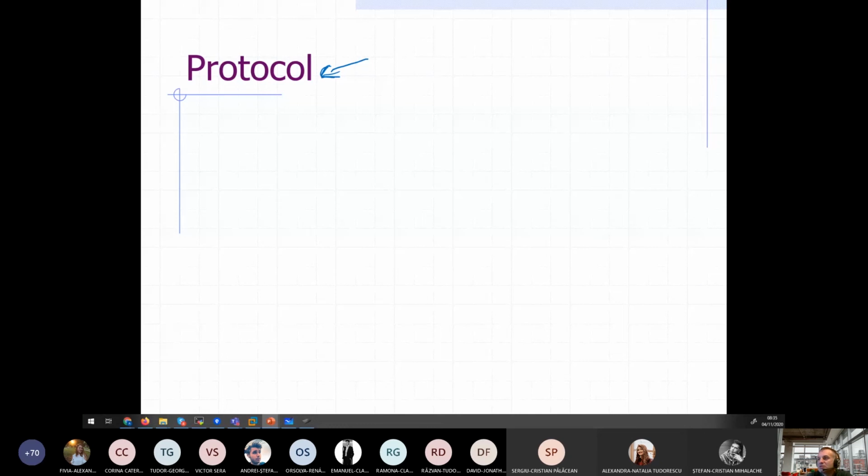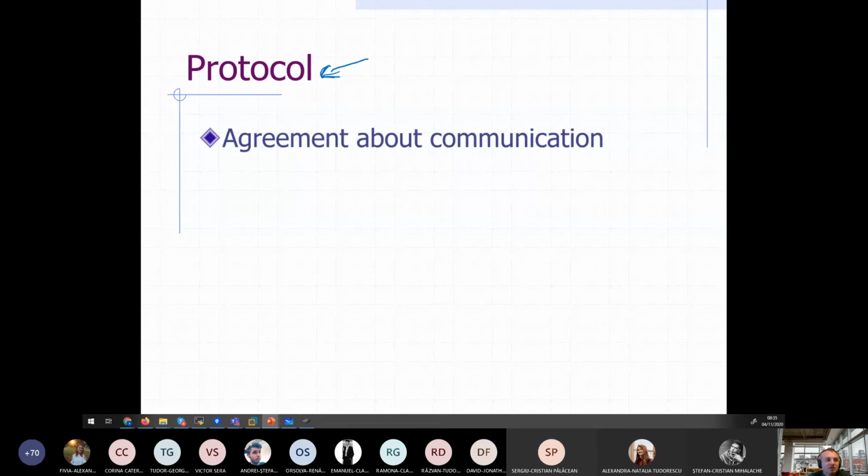Now, in computer networks, a protocol is exactly the same thing. In our case, because we are talking about communication, it's an agreement about communication. It's a set of rules that allows two applications to communicate with each other. When two or more applications are following the same protocol, they will be able to understand each other.